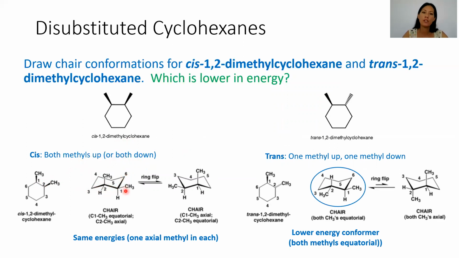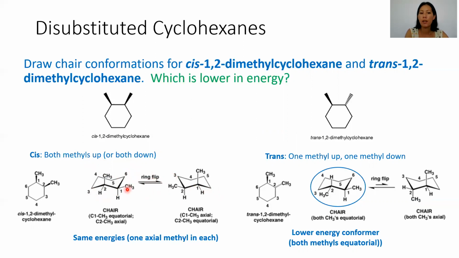You may have started with a different chair flip. Maybe you drew the right one first. That's fine. You could have put your methyls anywhere around the ring. You could have started here. Here I'm just showing one up at the 1 position and another up at the 2 position. If you did a chair flip, 6 gets pulled down and 3 gets pulled up.